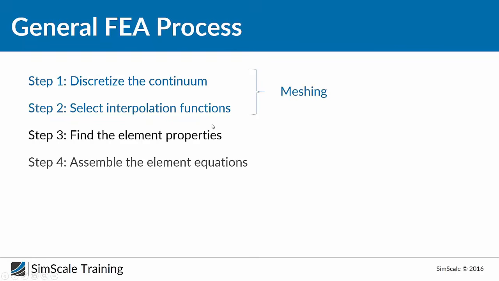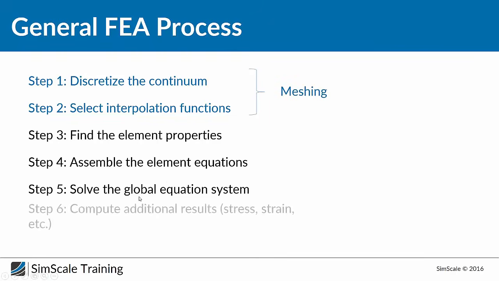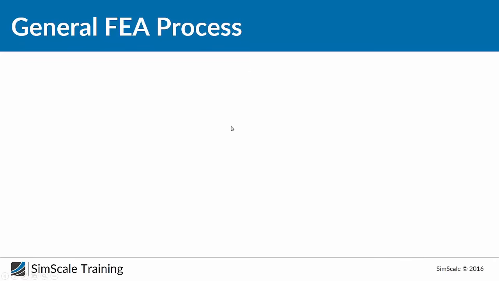And the other steps, like finding element properties, assembling element equations, solving the global equation system, and in the end computing additional results, are steps which come after these. Meshing is really the very first part of your finite element analysis, because in the end, if your mesh is not good, all the other steps may be useless.